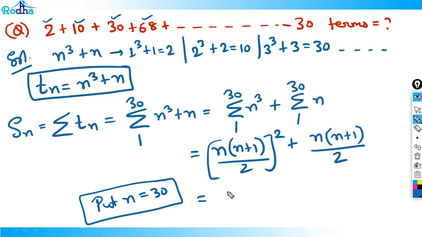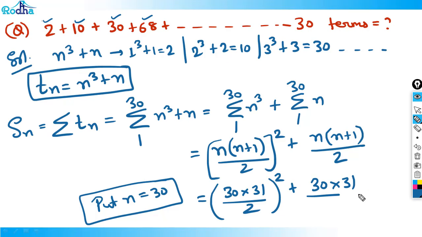So if you put n as 30 here, it becomes (30 into 31 by 2) whole square, plus 30 into 31 by 2. You can take 30 into 31 by 2 as common and then solve this, right? So this will be the answer for this question. So this is how you are solving this nth term. This is basically by observation actually, right?